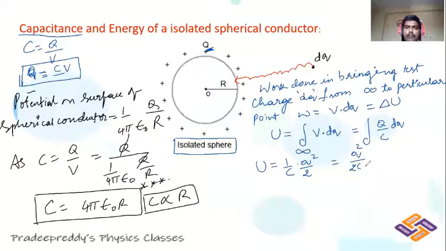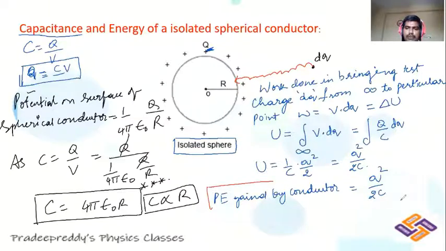So therefore the potential energy gained by the conductor is equal to Q square divided by 2C. This is a very important formula which you will be using everywhere in this chapter. It is Q square divided by 2C. So when you are providing some charge to an electrical conductor, as it accommodates that extra charge on its surface, it gains some potential energy, and that potential energy gained is equal to the charge accommodated on its surface divided by 2 times its capacity.